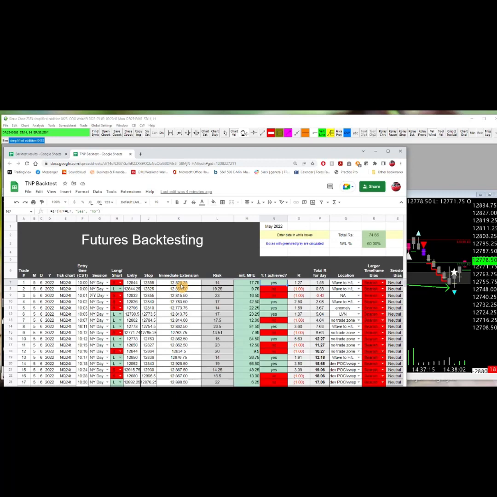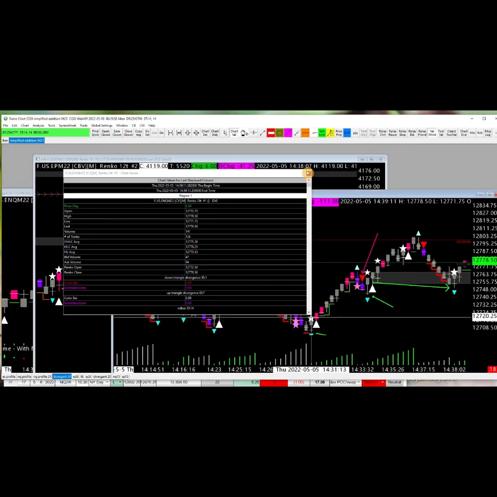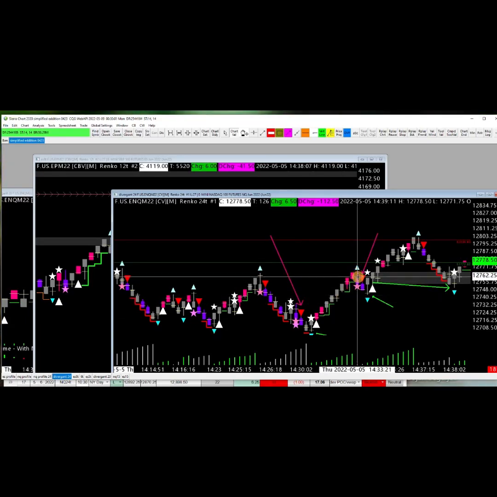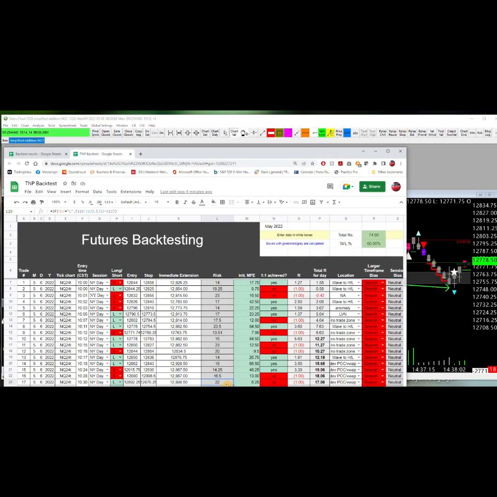Many of us take pieces of our trade off as we go. So for instance, we might decide to enter here and take the first profit here, let's say. And then it goes a little farther. If it starts to retrace, maybe we take another quarter, right? Like you might manage your trade differently.